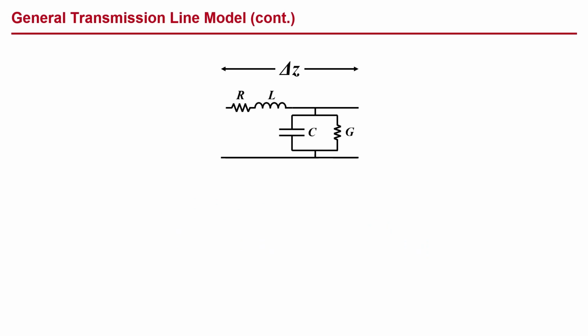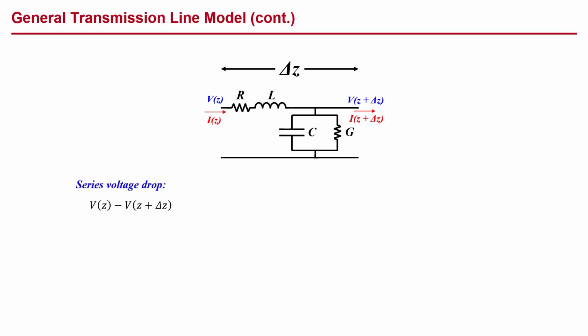This unit cell provides the basis for understanding the behavior of signals propagating down our transmission line. We'll call the left side the input side and apply a voltage and current there called V of z and I of z. We'll call the right side the output side, and we'll also look at the voltage and current there called V of z plus delta z and I of z plus delta z.